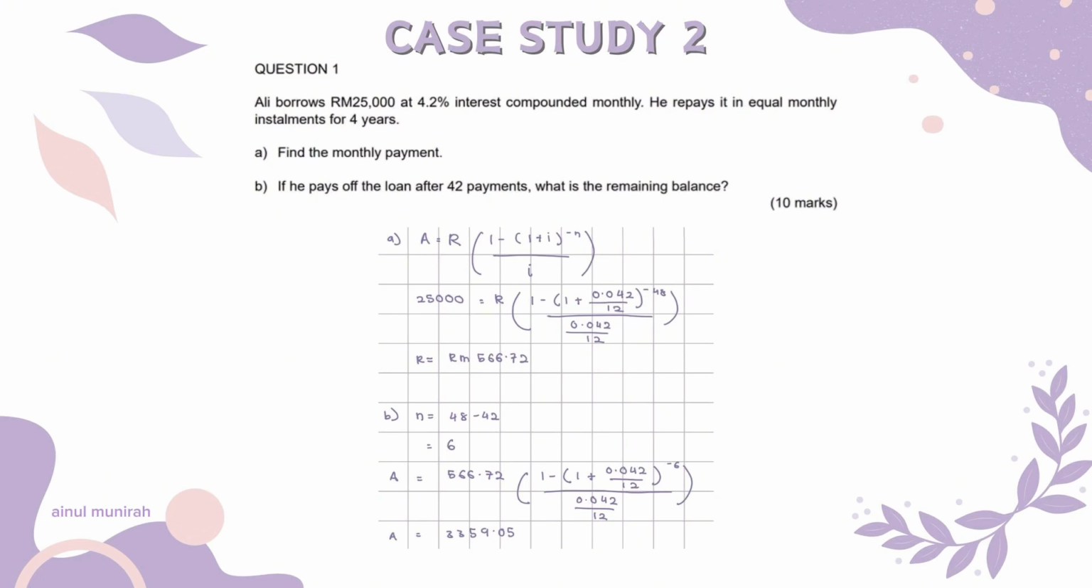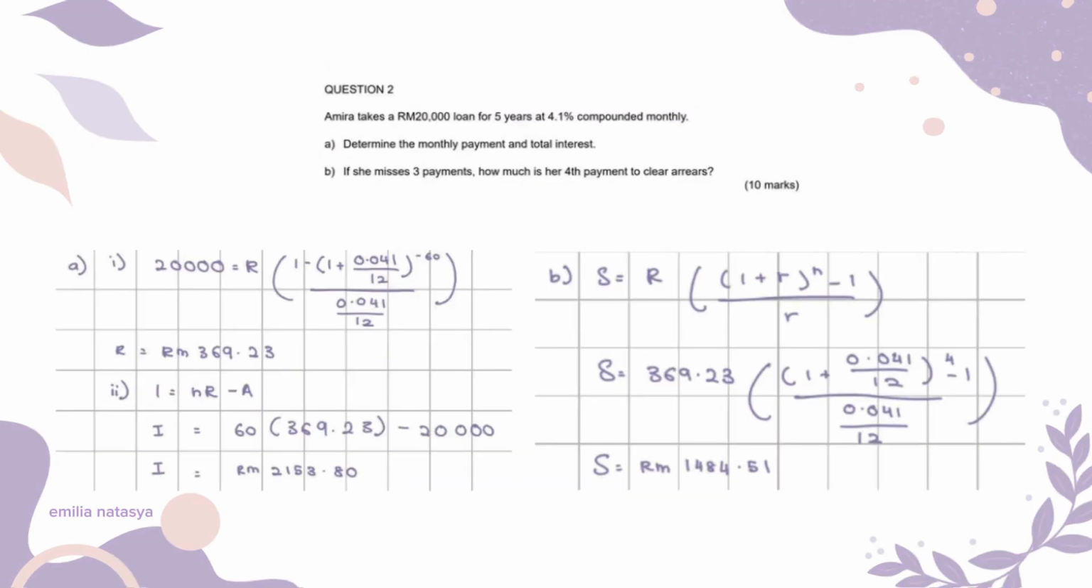For question B, if he pays off the loan after 42 payments, what is the remaining balance? So firstly, we have to calculate n, which means n equals 48 minus 42, and we get 6. After that, we use the same formula as question A. A equals 566.72 in bracket 1 minus in bracket 1 plus 0.042 per 12, power of negative 6, and divide by 0.042 per 12. And the answer is going to be 3,359.05.